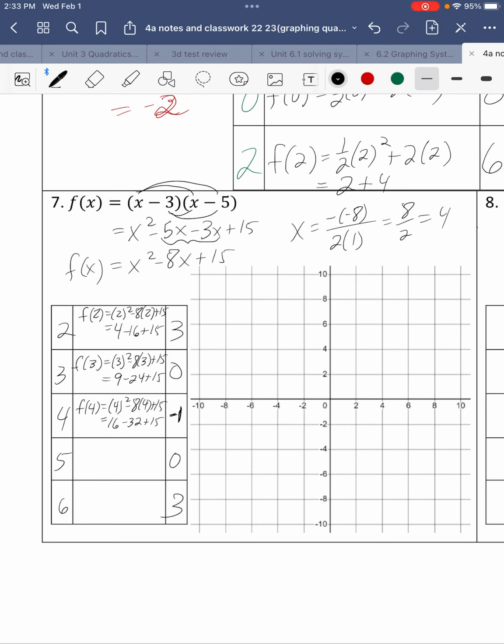So 3 and 0. So 4, -1, 5, 0, 3, 0, 6, 3, and 2, 3. There's my nice quadratic. I hope this helped you. Come to class with any questions.